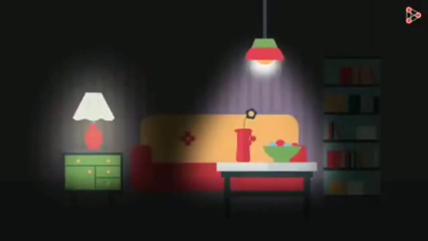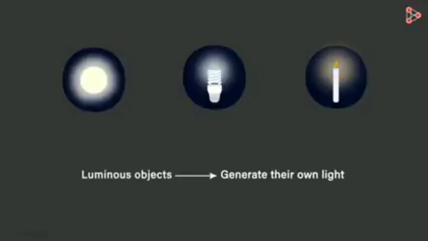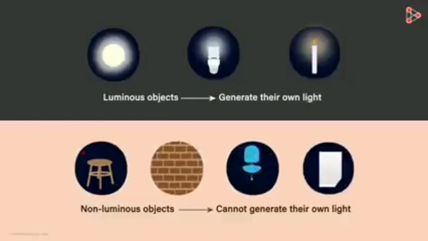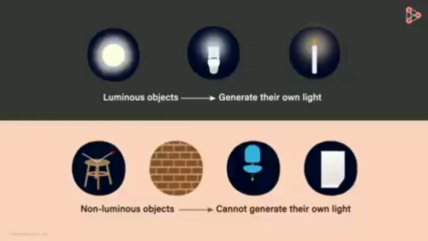But first of all, we need to understand which kind of thing is a luminous object. Here some examples are given: the Sun, a CFL and a candle. They all have their own light, so they can generate their own light. These are known as luminous objects. Next, those kinds of objects which cannot generate their own light, like a table, etc., are known as non-luminous objects.